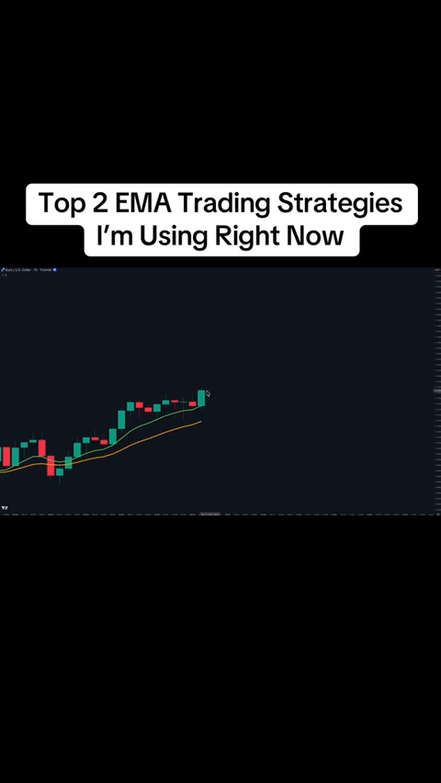Here's my question. Would you take this trade? Will this breakout be successful? Drop your answer in the comments, yes or no. Don't scroll ahead. Really think about it.